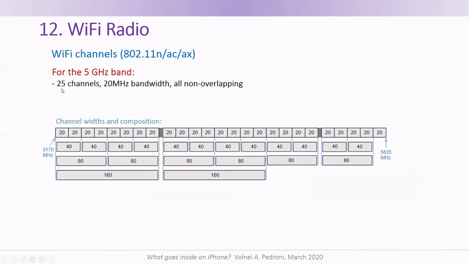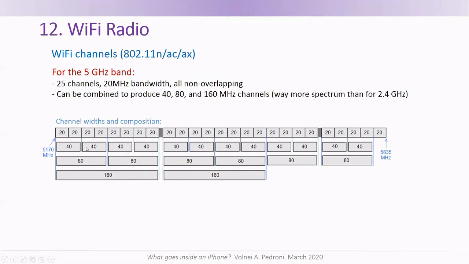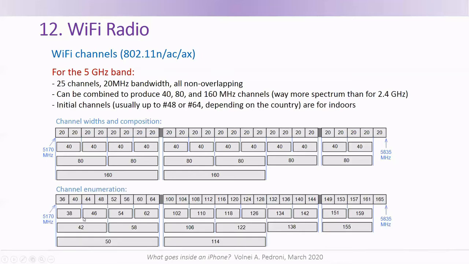In the case of 5 gigahertz, there is more space, so it's more organized. There are 25 channels. The width is 20 megahertz, and there is no overlap. So you can see all 25 channels here, and they can be put together to form channels of 40, 80, and 160 megahertz. In this other figure, we show the channel numbers. So these are the channel widths, and these are the channel numbers, official numbers.